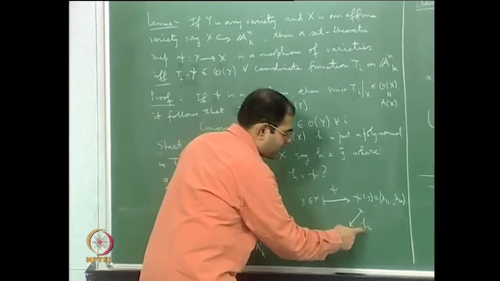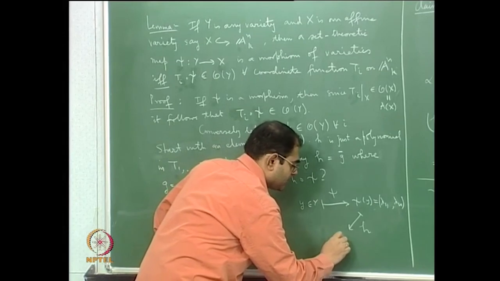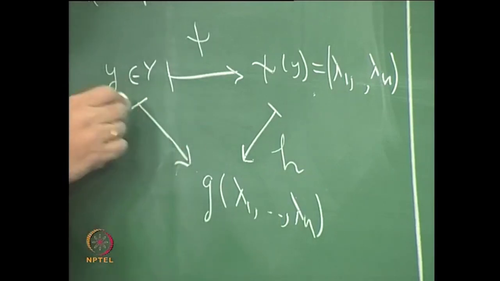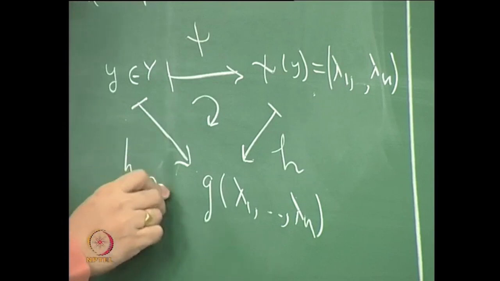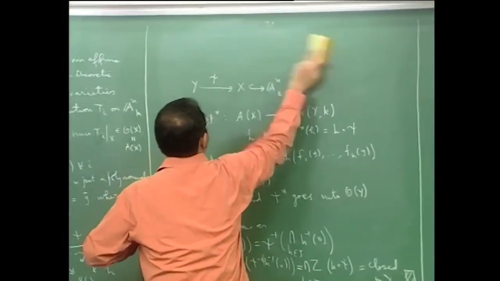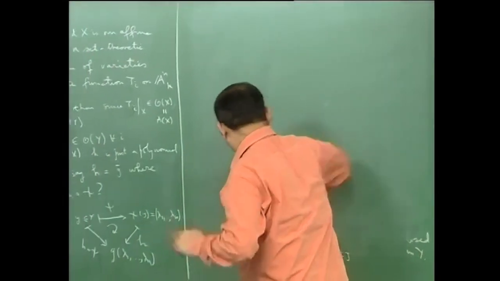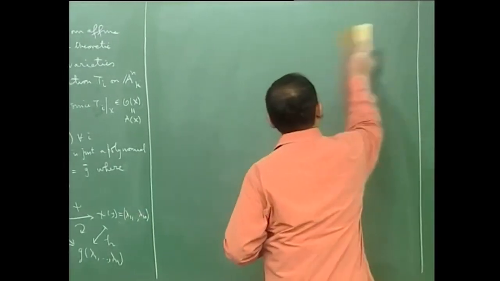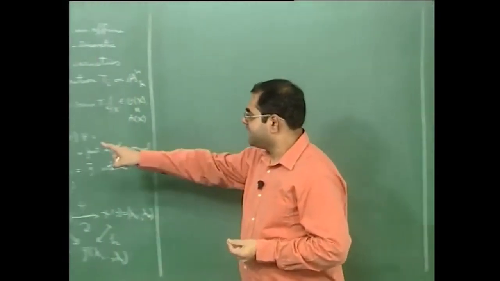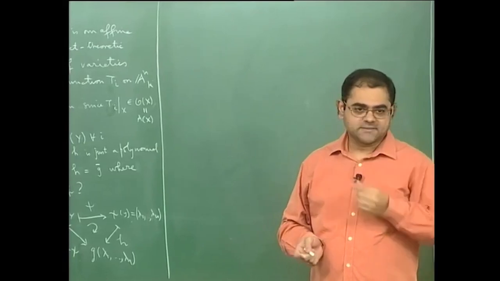So if I apply H, applying H is the same as applying G, okay. So what I will get here is G of lambda 1 etc lambda n. This is what the map, this map, which is H circle psi, okay. And if you look at it now, it will be clear that H circle psi is certainly a regular function on capital Y, because it's actually a polynomial in the Ti circle psi, in exactly the way in which G is a polynomial in the T's.